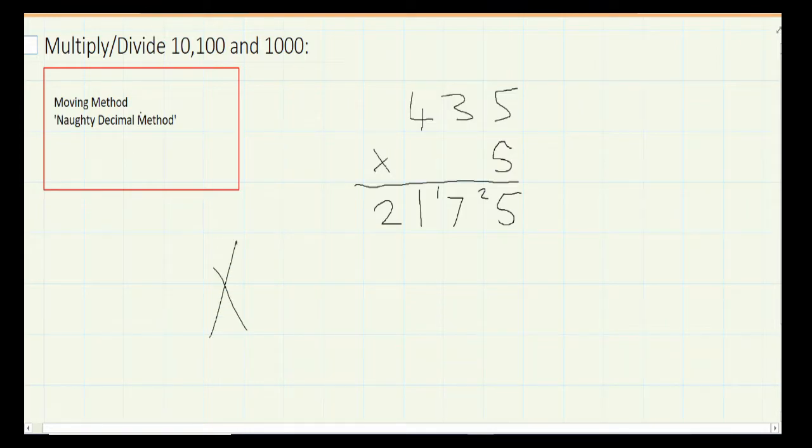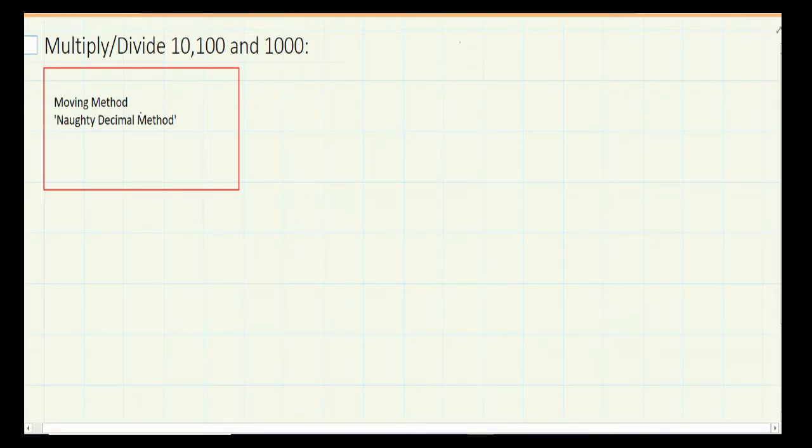But when it comes to special numbers, you don't actually have to do that anymore. When you see certain numbers, and those numbers are ones with a 0 on the end, 10, 100 or 1000, you don't have to do a long method. You don't have to do the standard method anymore. It's easier than that, isn't it?